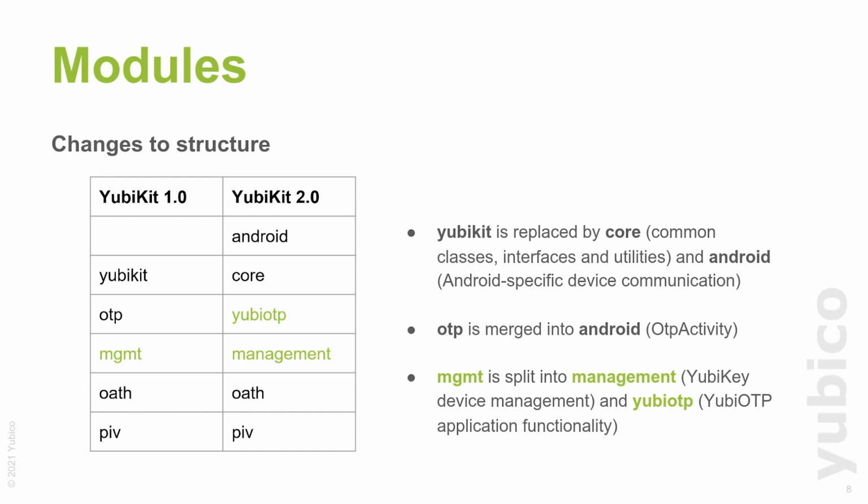And next up, we have the MGMT module. So the old one did two different things. It handled device management, but also configuration of the OTP, the Yubico OTP slots on the YubiKey, and providing programmatic usage of the slot-based challenge response credentials. We've split this up into a management module for device management and a YubiOTP module, which handles everything related to the OTP slots.